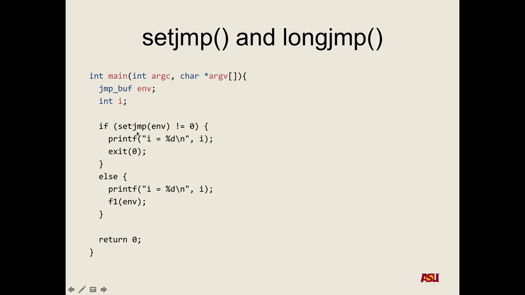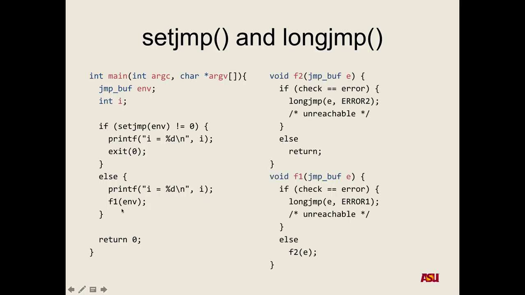We are calling setjmp. So the first time we call this, which branch is going to execute? The else branch, right? So it's going to return 0. It's actually going to print out garbage because i was never set. Then it's going to call this other function f1 with the environment passed in. It's going to say, if some check is an error, then longjmp with error 1, else f2 is going to do stuff, check, otherwise longjmp.